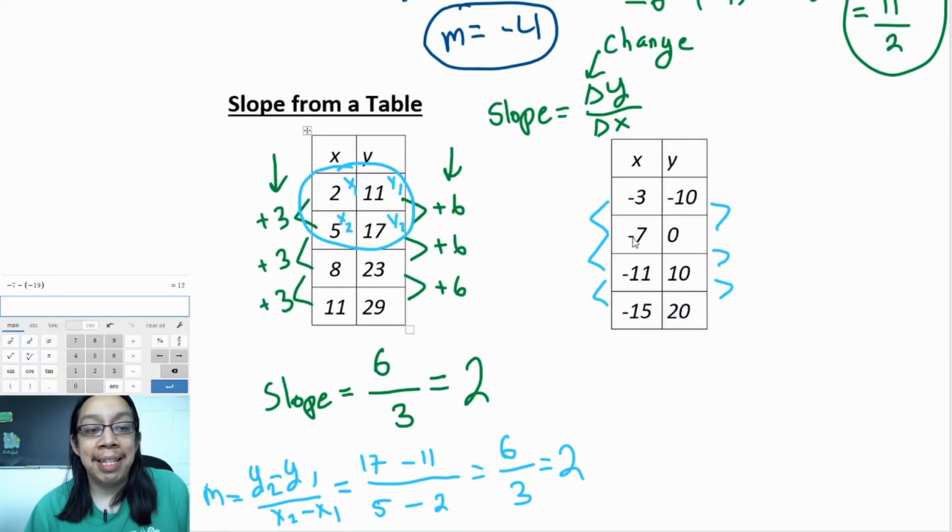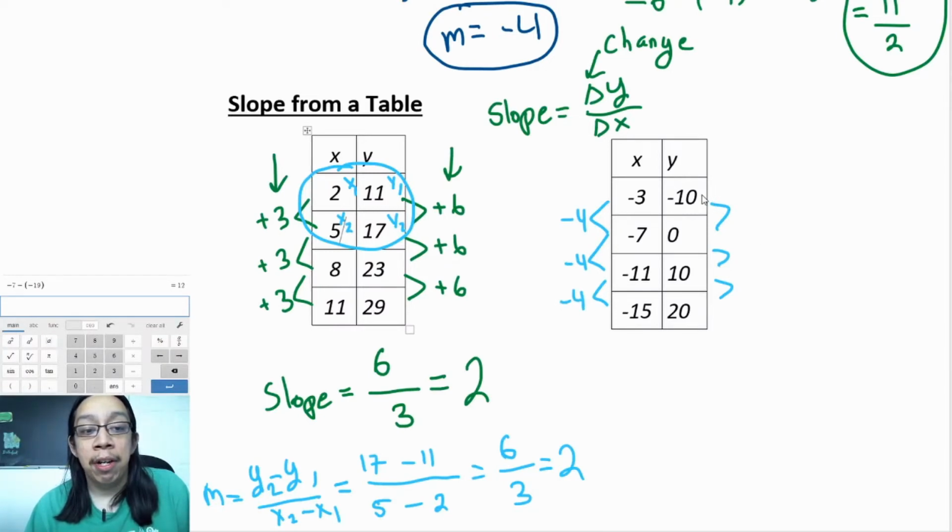So notice that these numbers are getting bigger on the negative side. That means that you are subtracting a number each time, because basically the bigger your negative is, the smaller the number it is. So from 3 to 7, it looks like I'm going down by 4. From 7 to 11, I'm going down by 4 again. From 11 to 15, going down by 4 again.